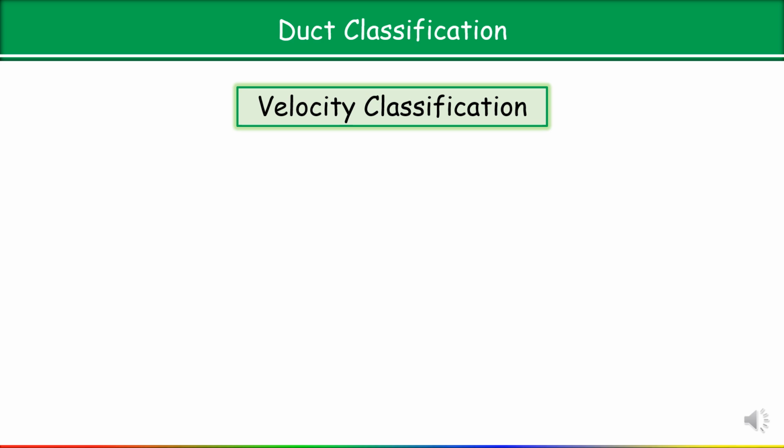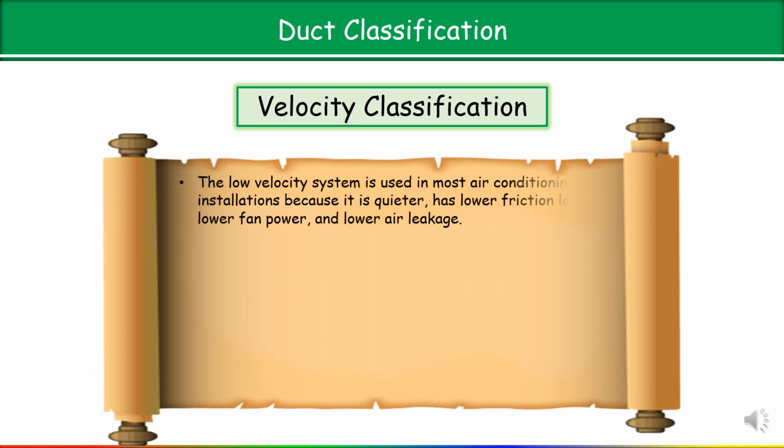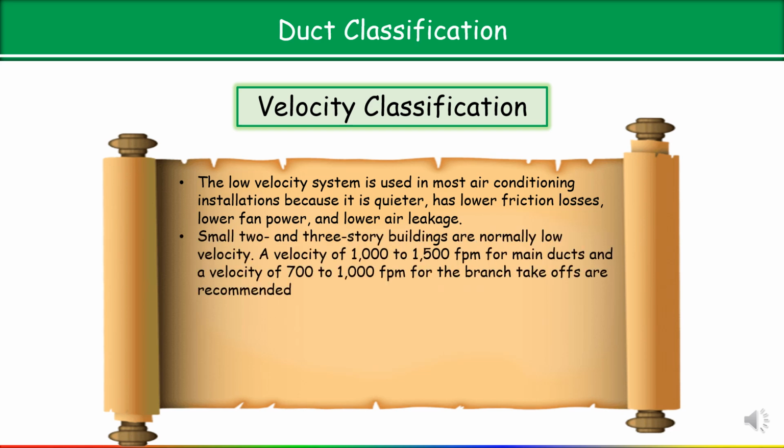Here some important points are given for velocity classification. The low velocity system is generally used in most air conditioning installations because it is quieter, with lower friction losses, lower fan power and lower air leakage. Small 2 and 3 story buildings are normally low velocity. A velocity of 1000 to 1500 fpm for main ducts and a velocity of 700 to 1000 fpm for the branch takeoffs are recommended.